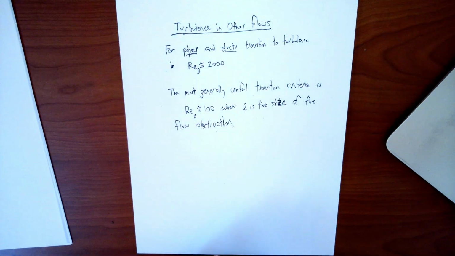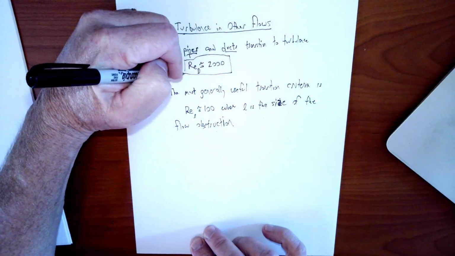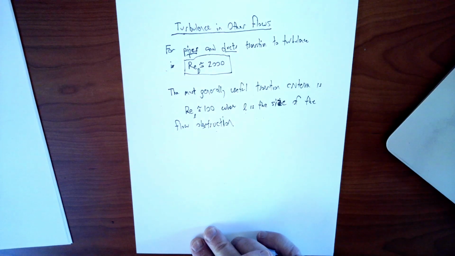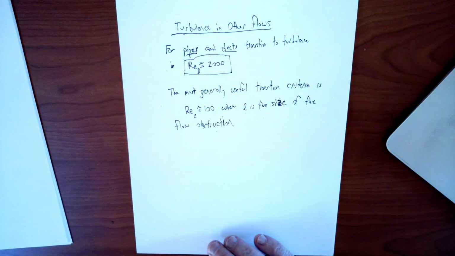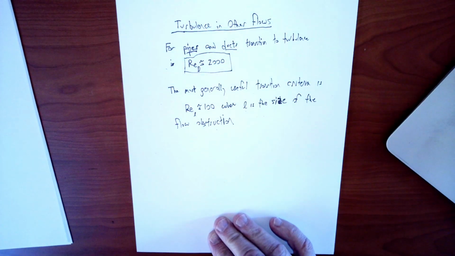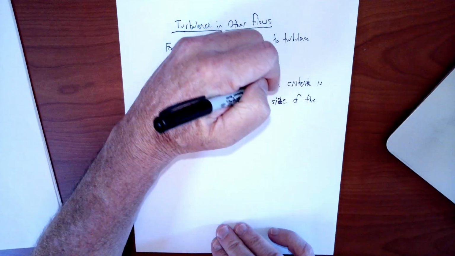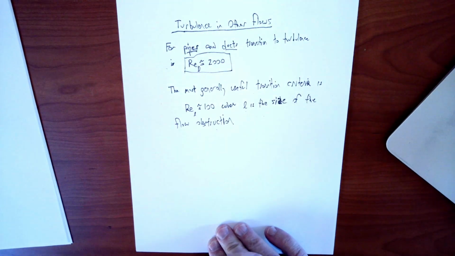But those internal flows, or the flows internal to some pipe or a duct, we found that there's a transition criteria that we can use: the Reynolds number based on D is about 2,000. So that's the transition moment for turbulence in those types of flows. A more generally useful transition criteria, which can be applied, if applied correctly, to a lot of different flows, and is sort of a good initial guess.